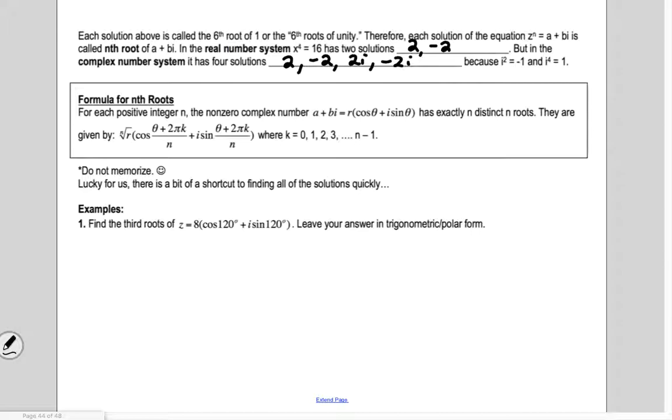All we need to do is find one solution. And once you get one solution, everything's going to be evenly spaced around there. Okay, so let's look at this. It says find the third roots of z equals that.